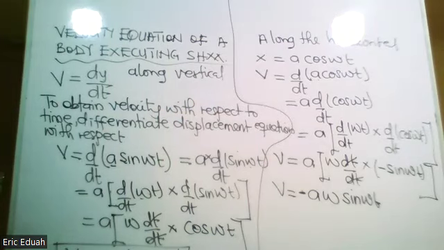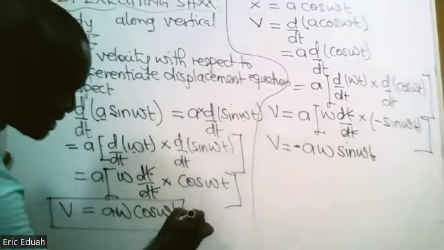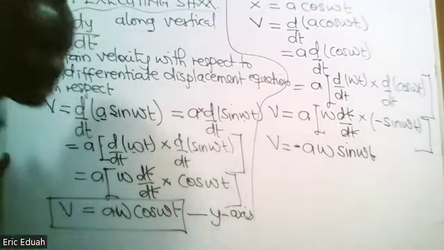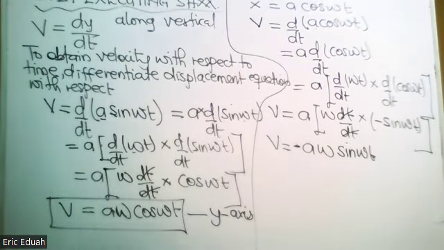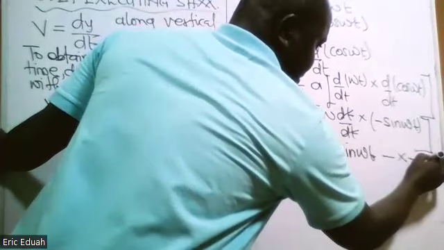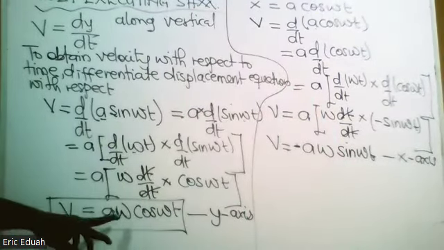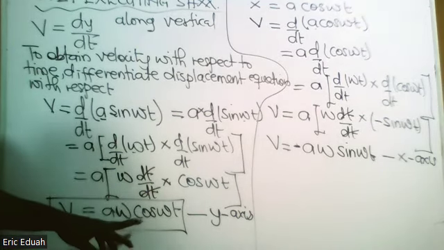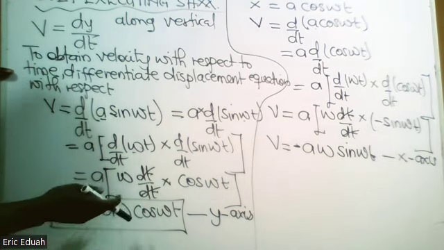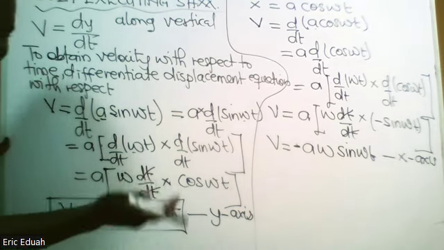So for velocity function along the y, this is it. Along the y, when the body is oscillating along the vertical, this is it. Then along the x, this is it. What does this mean? It means that this will help us calculate the velocity of the oscillating body at any time t.